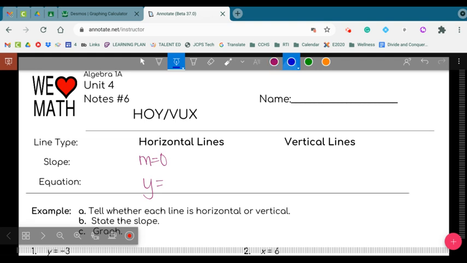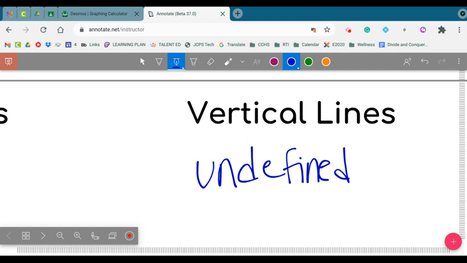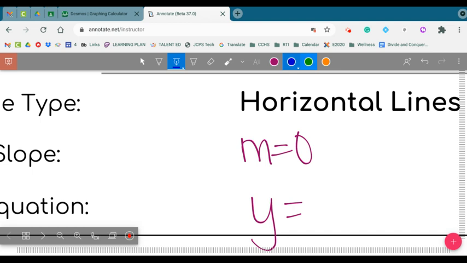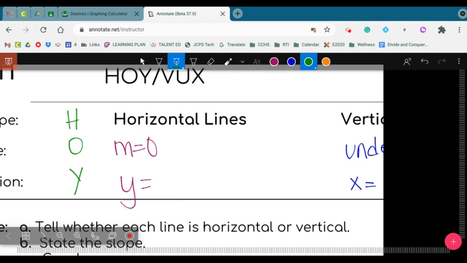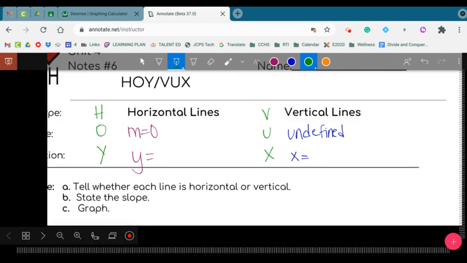And with vertical lines, you're going to have an undefined slope, and you're going to have an x equals equation. So x equals any number. And you're like, well, how does this represent Hoy and VUX? So with horizontal, h, 0 slope, y equals. So that's your Hoy. And with vertical, v, undefined slope, and an x equals. So that's how we get our Hoy and VUX. So you can use that to help you or not. It's completely up to you.